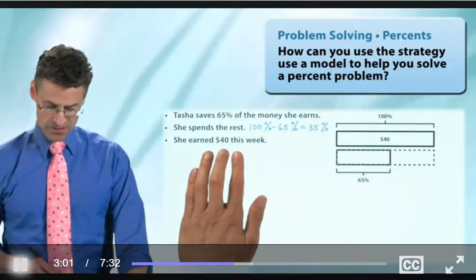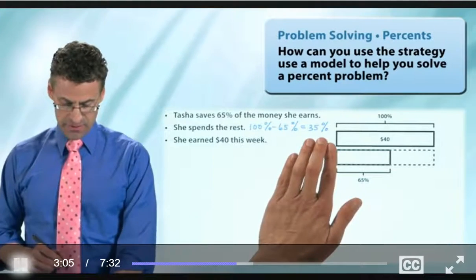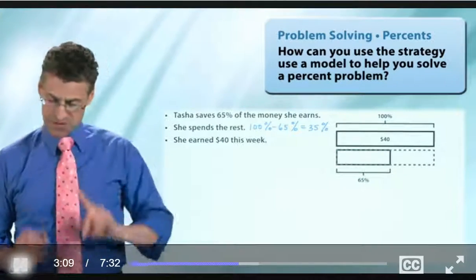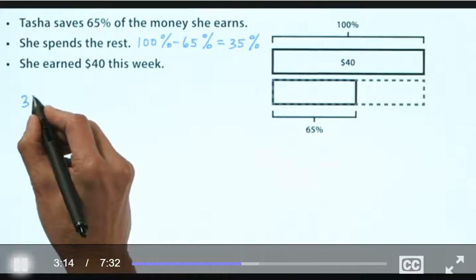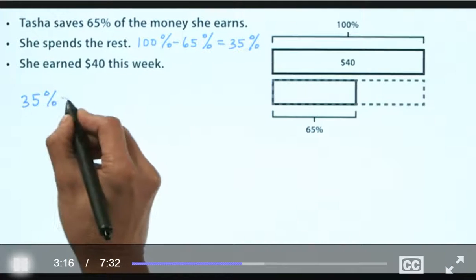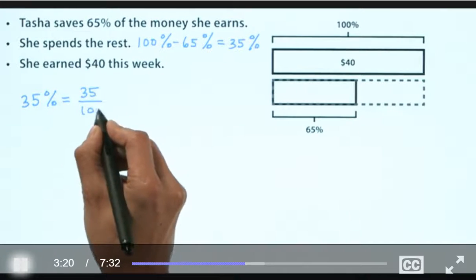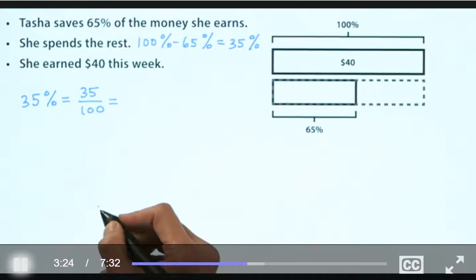Well, she earned $40 this week, which means all we have to do is figure out what is 35% of $40. So of means times, so there's going to be a multiplication in our future. First of all, let's just write down what 35% means. Remember, that's a very special ratio where it's 35 always over 100. Now, let's see if we can actually simplify this by writing this as an equivalent ratio.